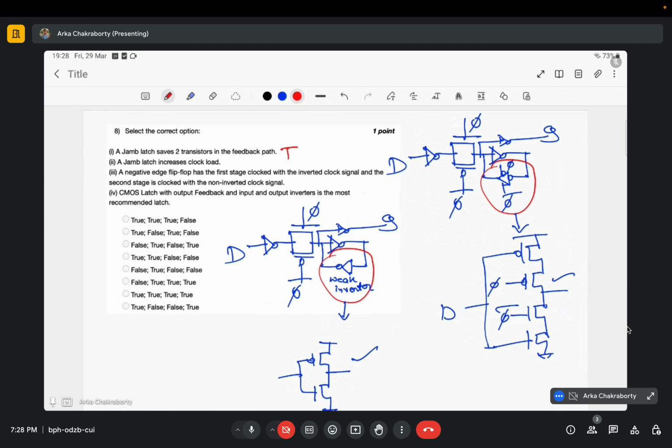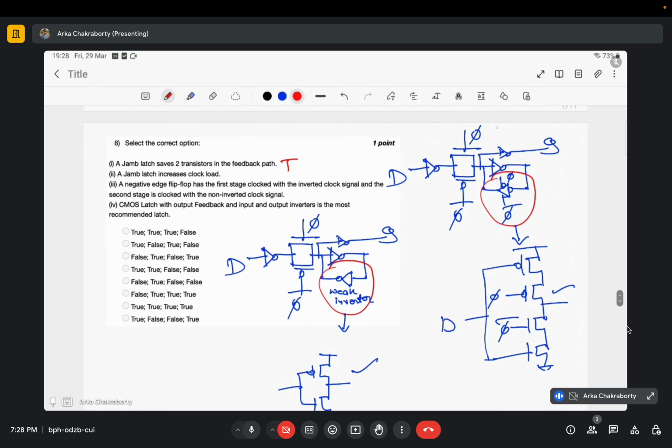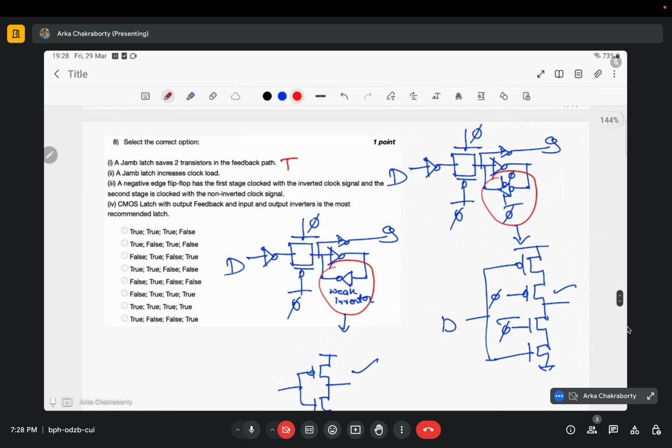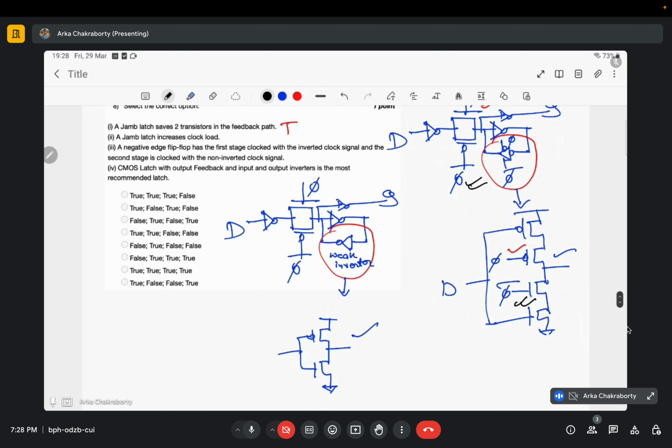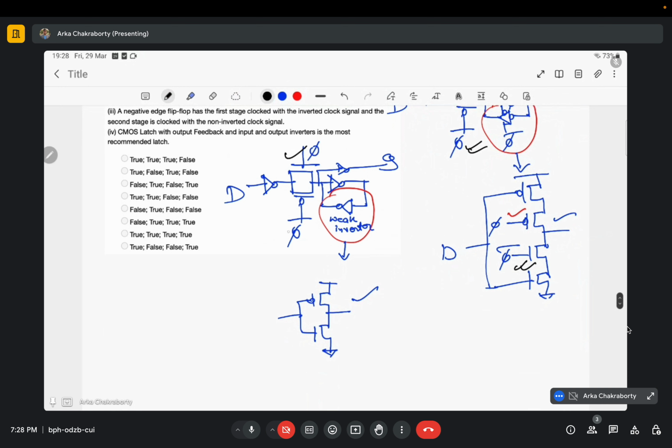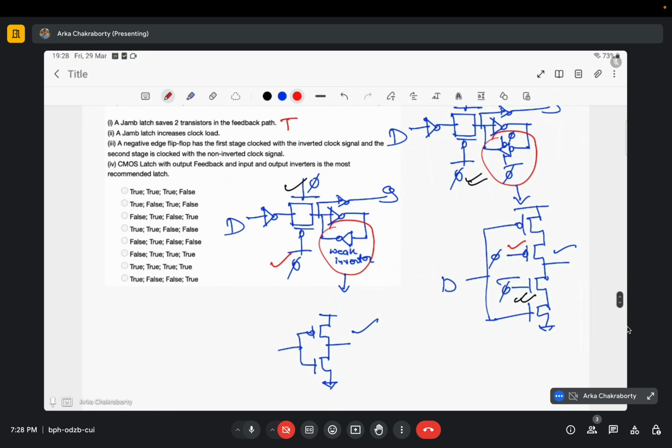What is clock load? See, here the clock signals are phi and phi bar, okay, and this phi and phi bar are basically in this circuit. This phi is feeding two transistors, it is feeding this one and this one. Similarly, phi bar is feeding two transistors, this one and this one. Whereas in the jam latch, the phi is only feeding one transistor, this, and phi bar is feeding only one transistor, this. So it is reducing the clock load.